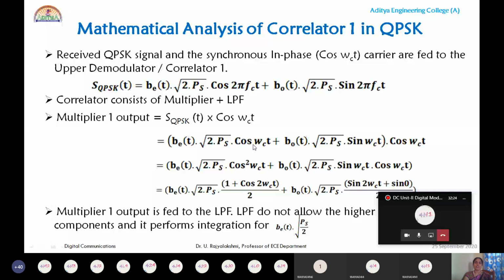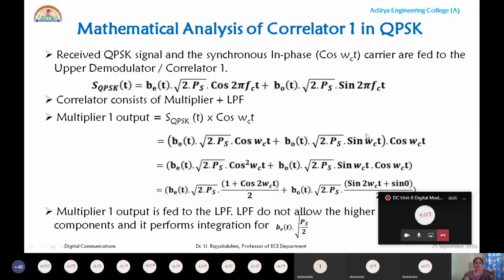So the first term consists of cos omega ct, multiplied by cos omega ct, which gives you cos square. For the second term, you will get sin omega ct into cos omega ct. Please see here, sin omega ct into cos omega ct you can represent as sin 2 omega ct plus sin (a minus b), that is 0, divided by 2. Similarly, cos square you can write as 1 plus cos 2 omega ct divided by 2.